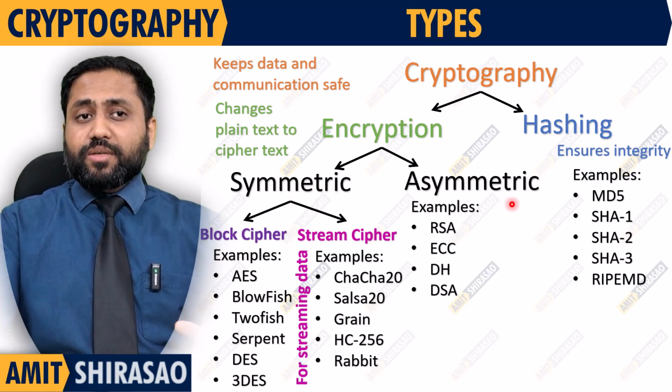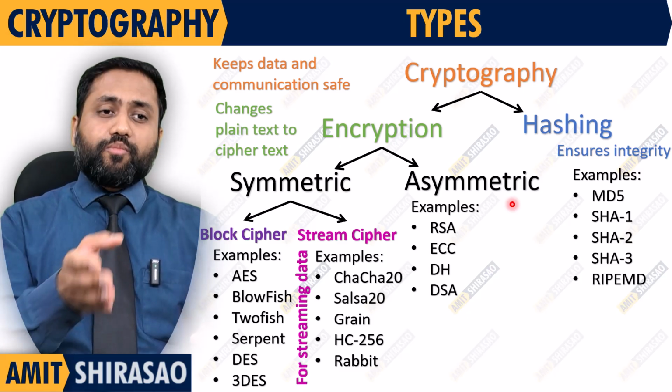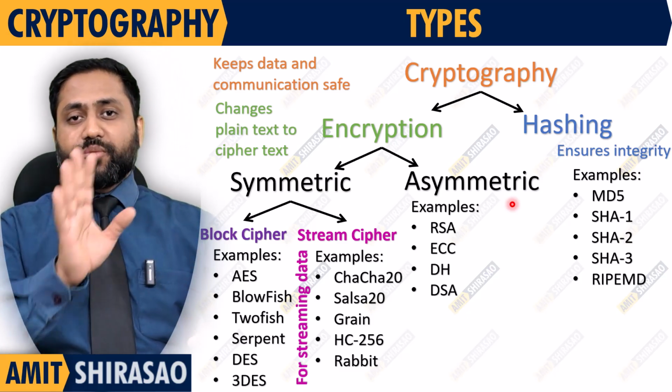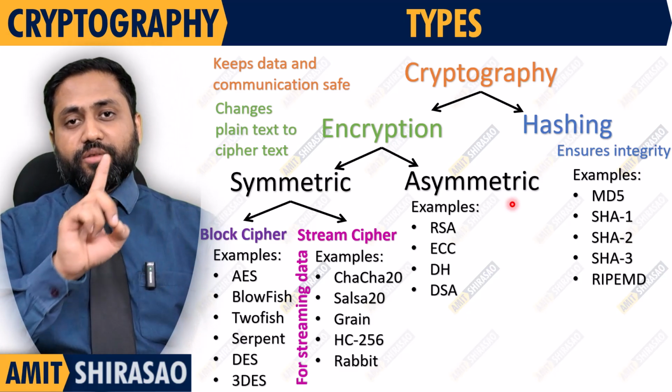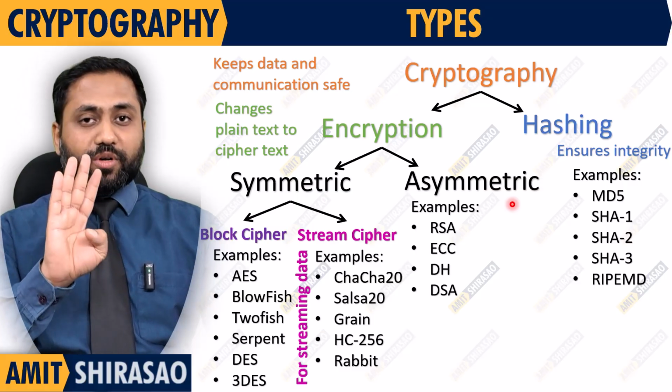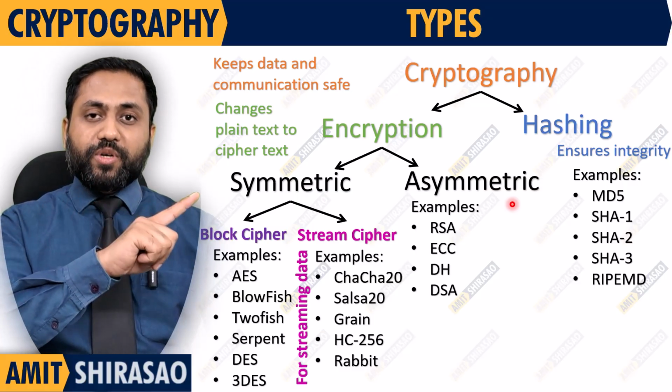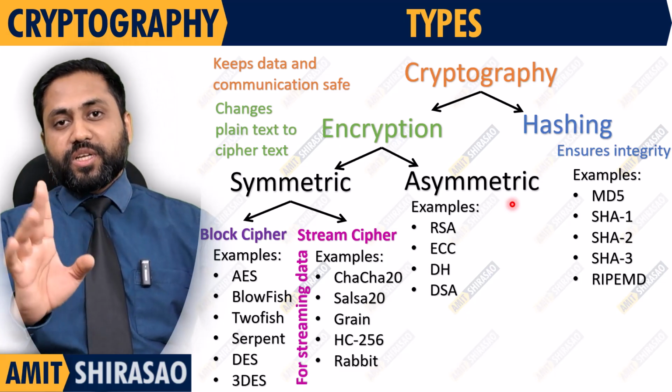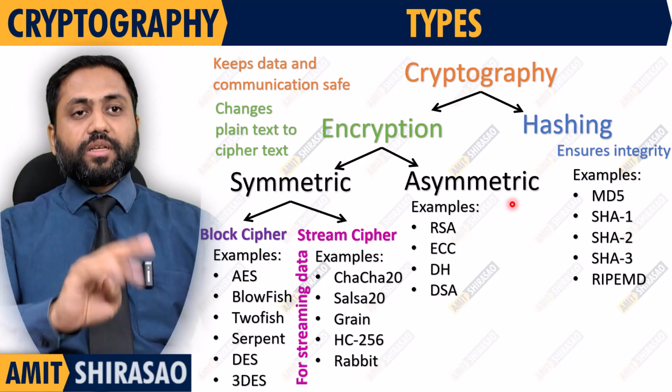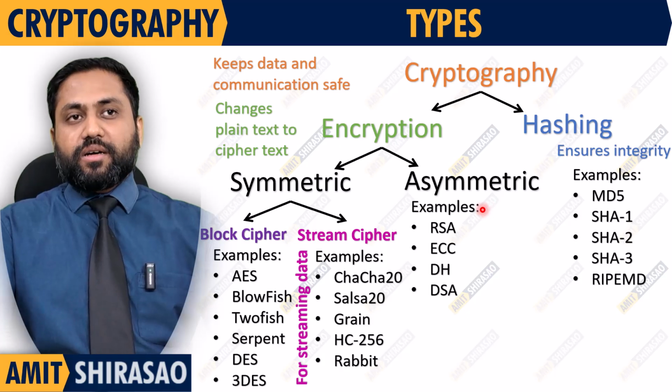Another type is asymmetric key encryption, in which Maya as well as Rohan will each have one private key and one public key. So the total number of keys is 4: Rohan's public and private key and Maya's public and private key. Total 4 keys. That is called asymmetric encryption.